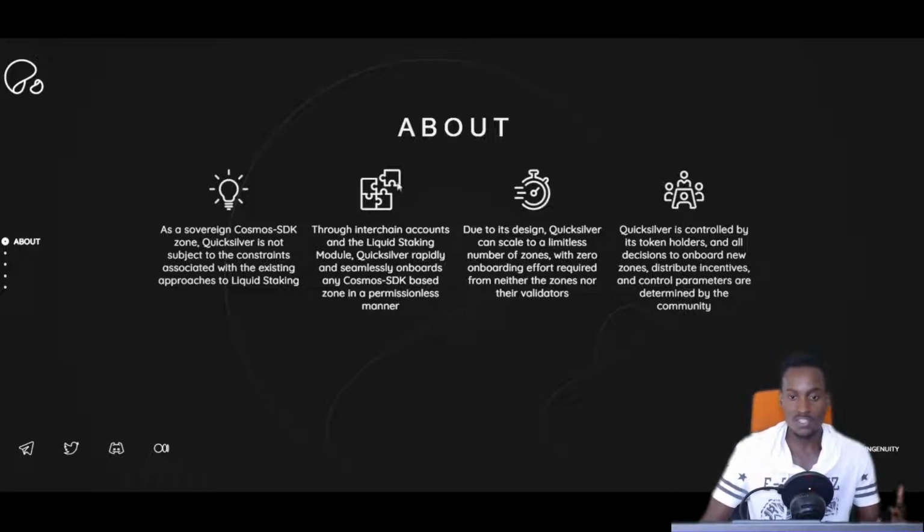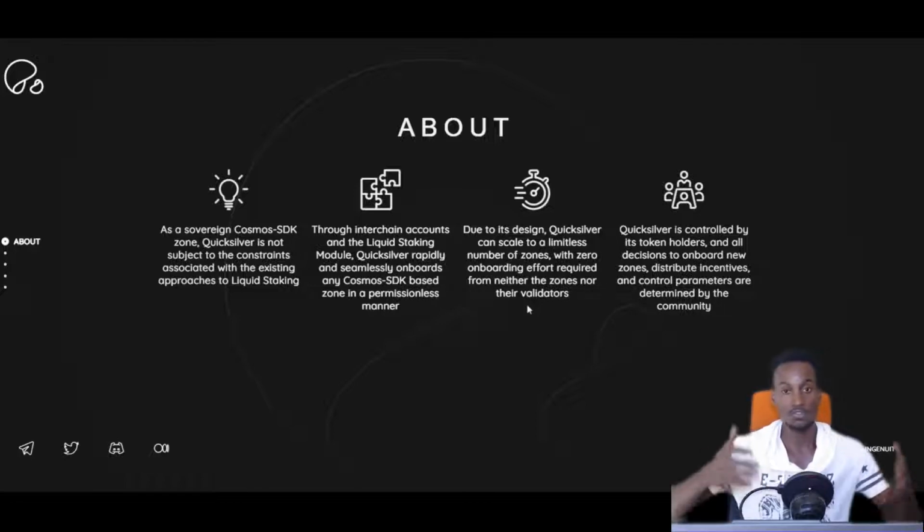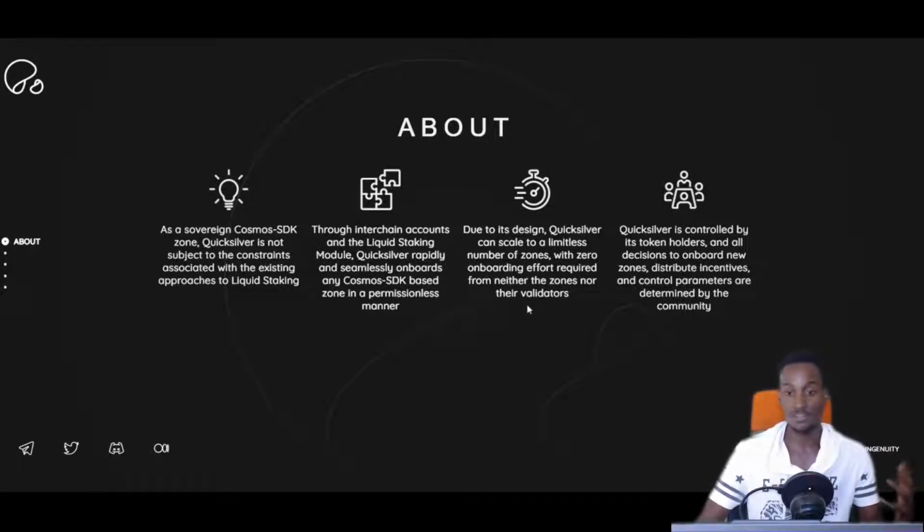Then we look at, through the interchain account and the liquid staking module, Quicksilver rapidly and seamlessly onboards any Cosmos SDK based zone in a permissionless manner. So talking to other cryptocurrencies that will be onboarded onto the Cosmos zone in terms of collateral, in terms of their use case and what they're looking to do. So their contribution towards the pools that are in these different collateralized debt positions and things like that. So due to its design, Quicksilver can scale to a limitless number of zones with zero onboarding effort required from neither the zone nor their validators.